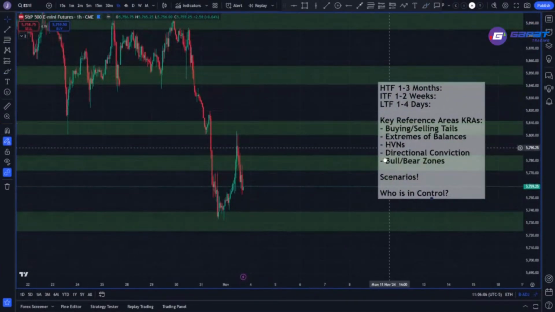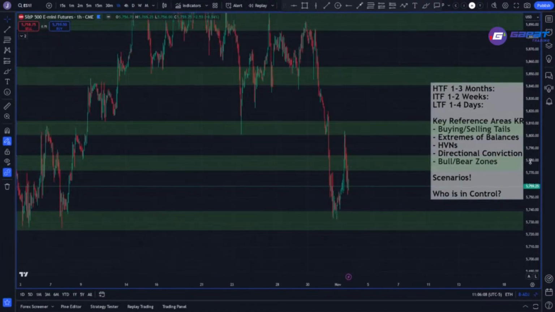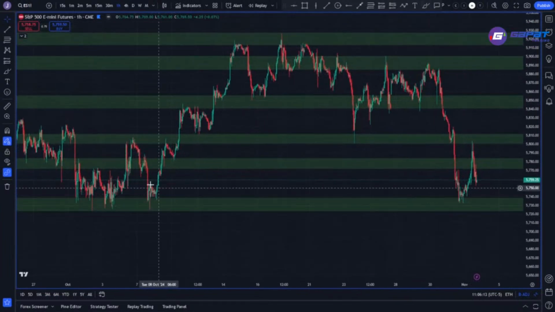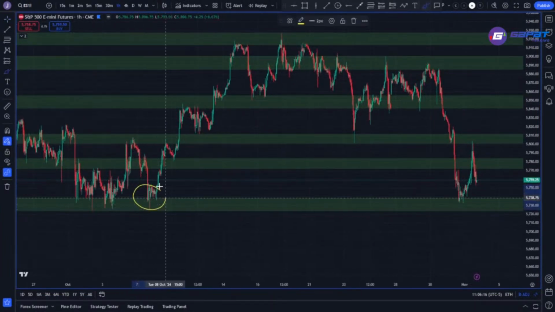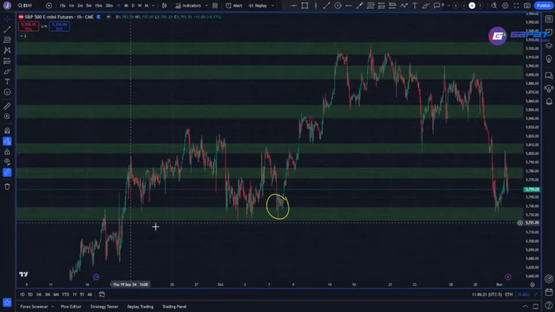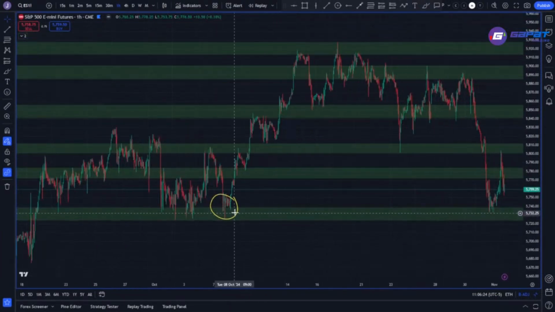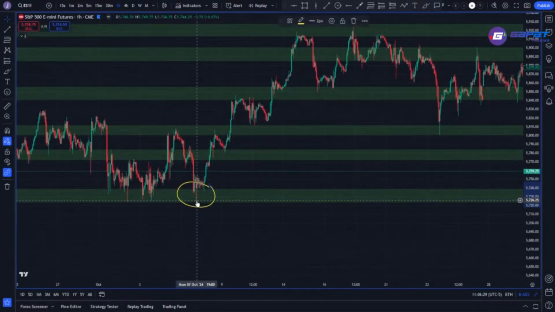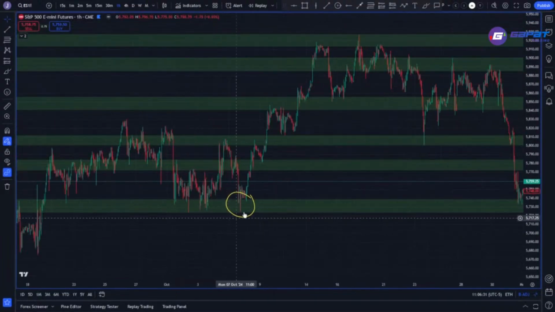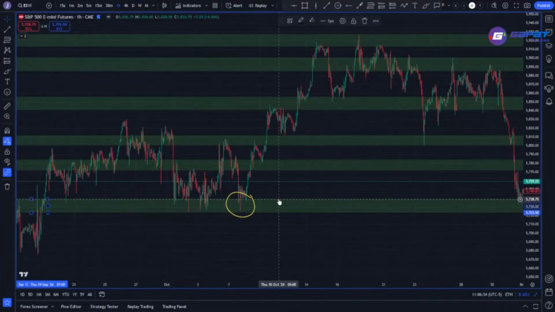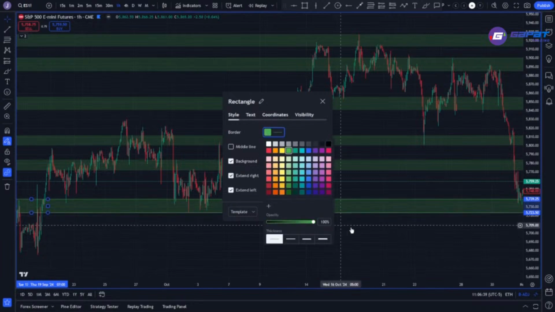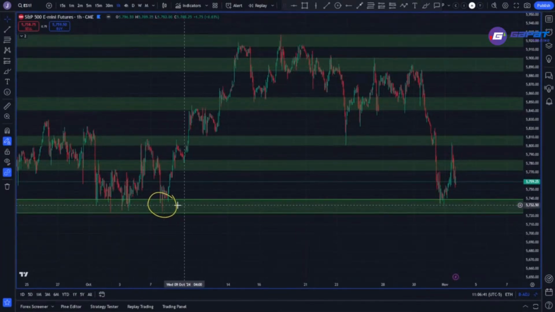Okay, so then we look at directional conviction. So areas where we have directional conviction. If we look on the left, this area has directional conviction. This is a key reference area for two reasons. It's the low of this balance area, and it has directional conviction. And if we zoom in a little bit, it also has a smaller buying tail as well. So I would characterize this as a very strong level. I could maybe change the border, make it bright green to let me know, okay, this is a very strong area.